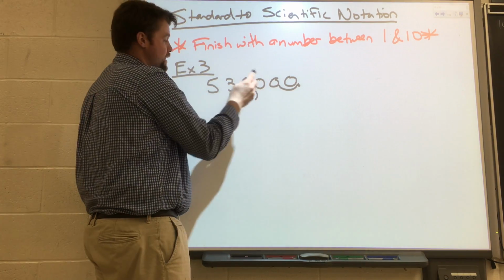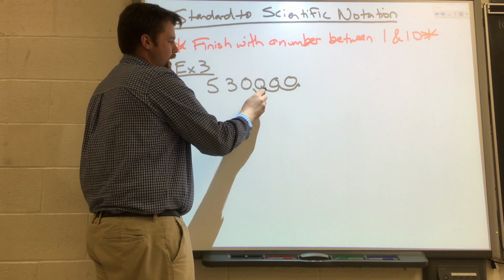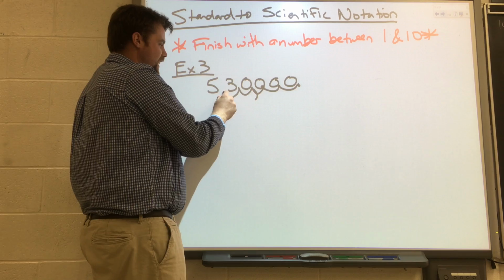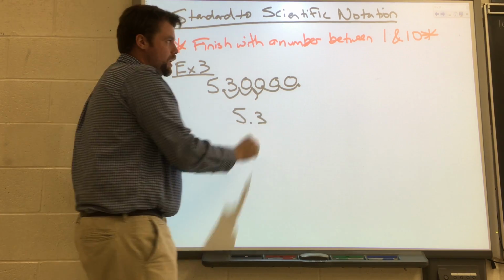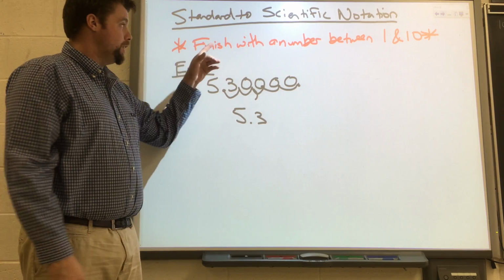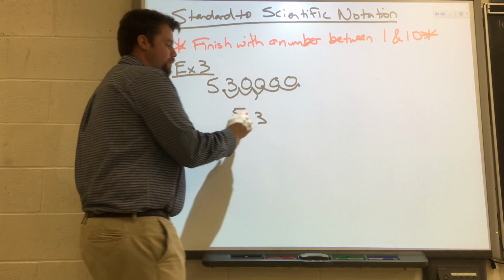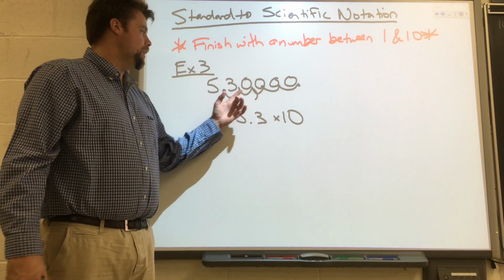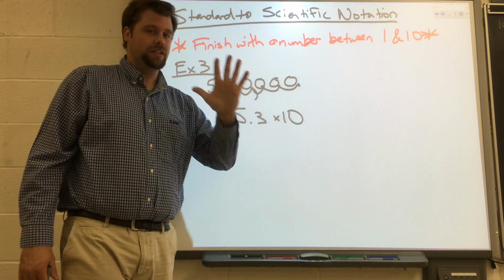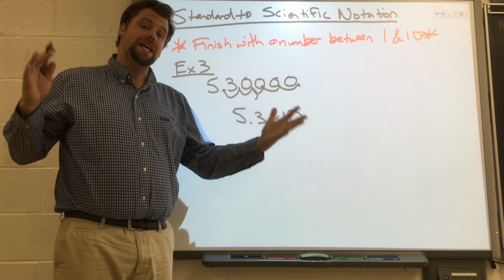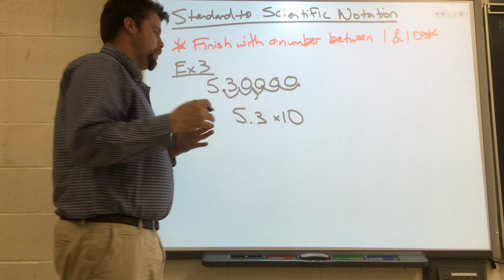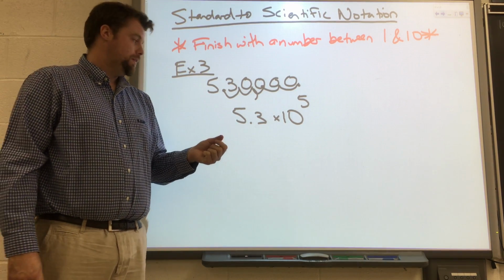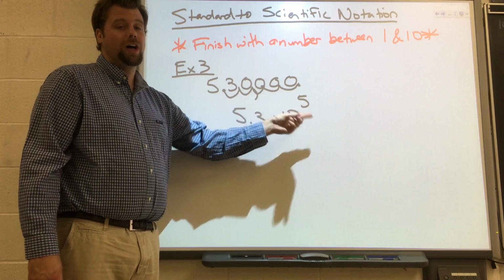So if I move it here, that's 53,000. Nope. That's 5,300. Nope. That's 530. Nope. That's 53. Nope. That's 5.3, which is between 1 and 10, which is what I'm looking for. Finish with a number between 1 and 10. Now it's going to be 5.3 times 10, and then what power am I going to write it to? I moved it 1, 2, 3, 4, 5 places. Now, it was a really big number, and big numbers have positive exponents. So it's 5.3 times 10 to the 5th power. Again, really big numbers have positive exponents.